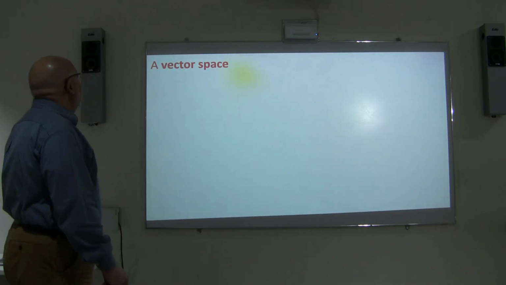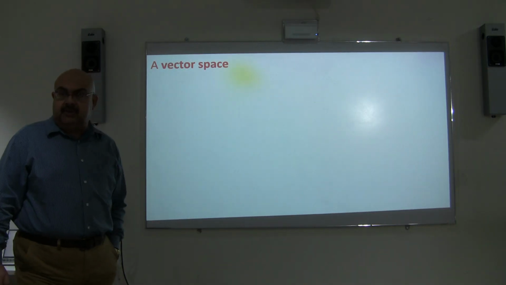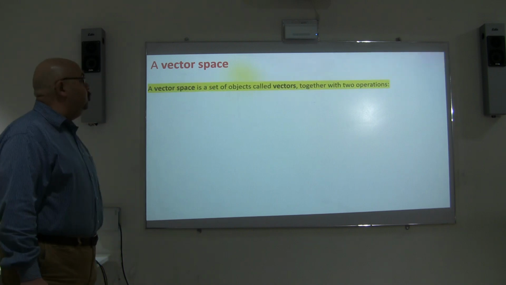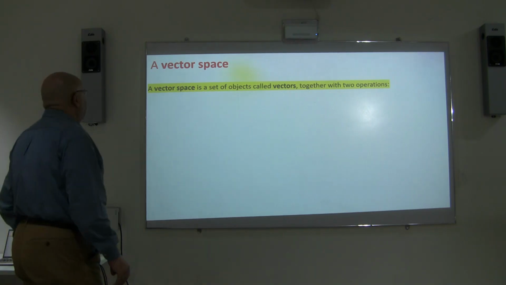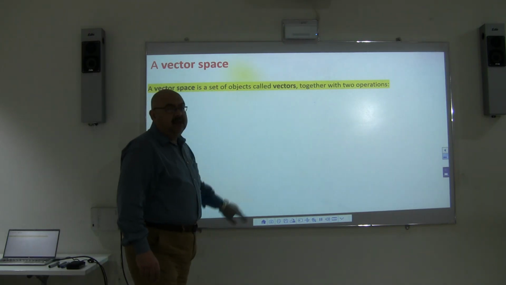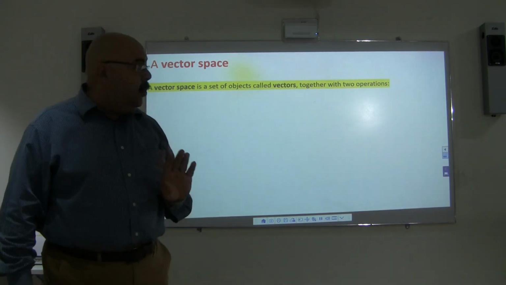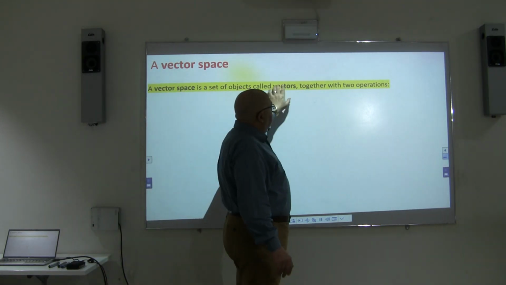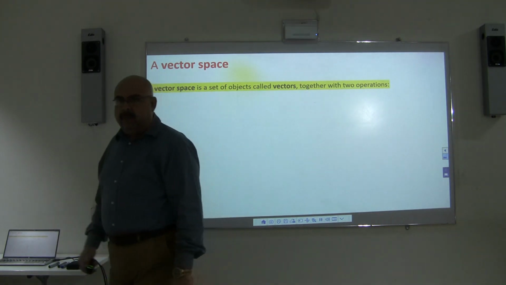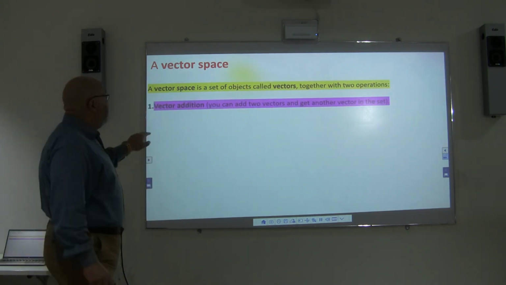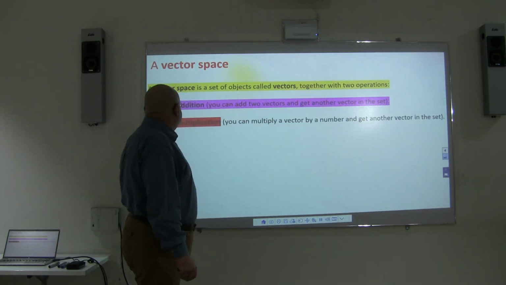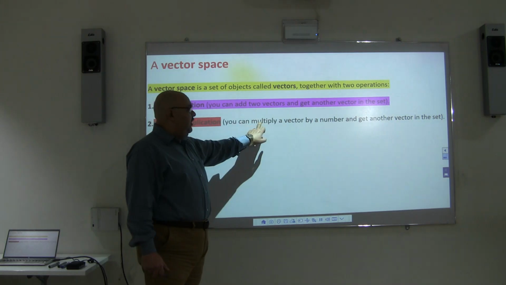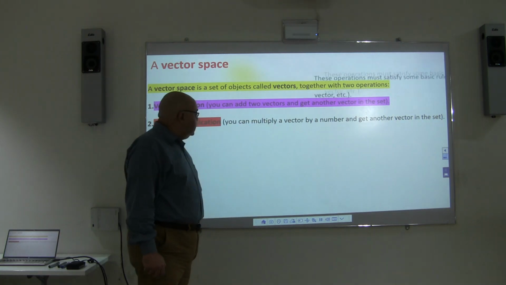Okay, let's go to the definition of the vector space. I want you from the beginning to understand what we mean by a vector space in general in this part. A vector space is a set of objects. It's better to call it this way. It's a set of objects called vectors together with two operations. Those two operations are the addition, so it's a vector addition. You can add two vectors and get another vector that belongs to this set. And the second major condition is scalar multiplication. You can multiply a vector by a number and get another vector in this set.